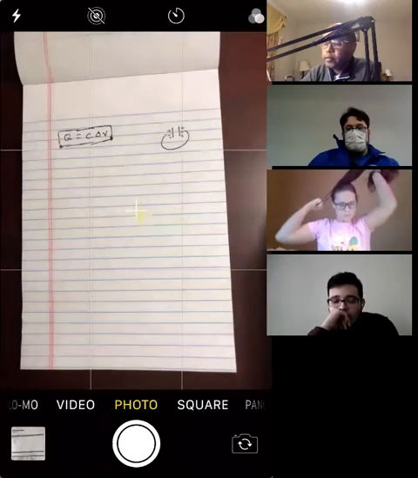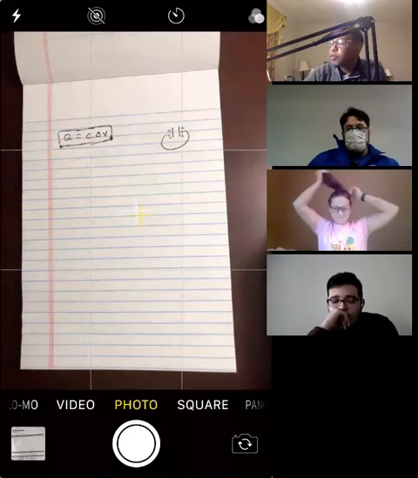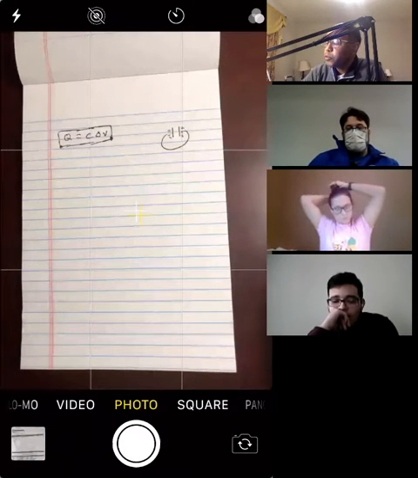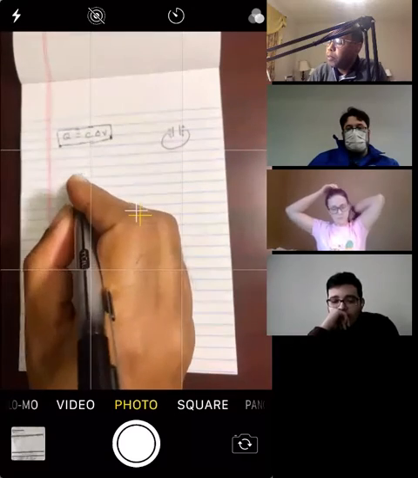Now, we're going to look at different types of capacitors. We're going to start with the most common one, called the parallel plate capacitor.